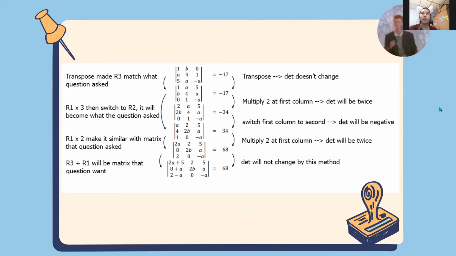You can see on the right, on the third column, on the third row, since we switch the first column to the second, the determinant will be negative. On the left third column, third row, you can see that we multiply row 1 by 2 because it makes it similar to the matrix that the question asked. And since we multiply the first column by 2, the determinant of the matrix will be twice as much. And the last step is we add row 3 and row 1 together, and it will be the matrix that the question asked. Since this method will not change the determinant value of the matrix, the answer will be 68.